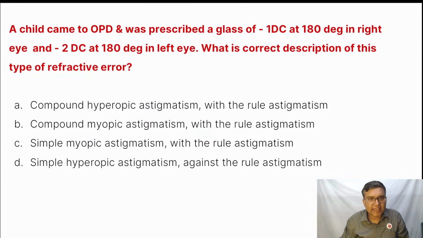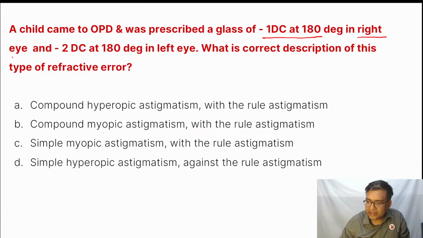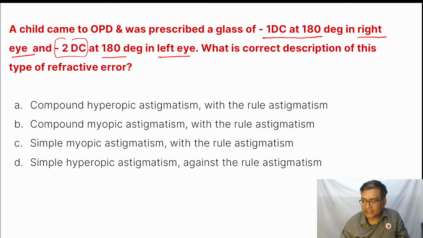Our first question is: a child came to the OPD and was prescribed a glass of -1 diopter cylinder at 180 degree in the right eye and -2 diopter cylinder at 180 degree in the left eye. What is the correct description of this type of refractive error? They have asked about the type of astigmatism. Your options are compound hyperopic astigmatism with the rule, compound myopic astigmatism with the rule, simple myopic astigmatism with the rule, or simple hyperopic astigmatism with the rule. How to solve these type of questions?